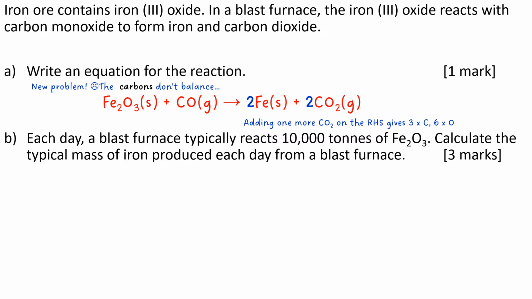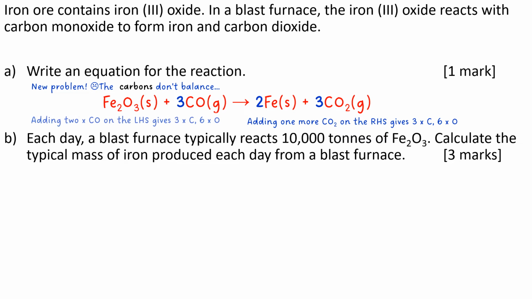So a little bit of playing around here. Let's add one more CO2 on the right hand side. So that gives us 3 carbons and 6 oxygens. So you've already got 3 oxygens on the left hand side, so why not put 3 carbon monoxides like that? And now we've solved the problem. The equation is balanced.